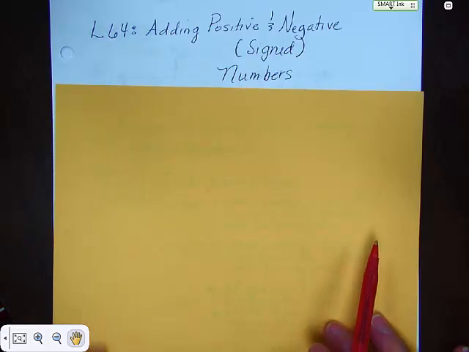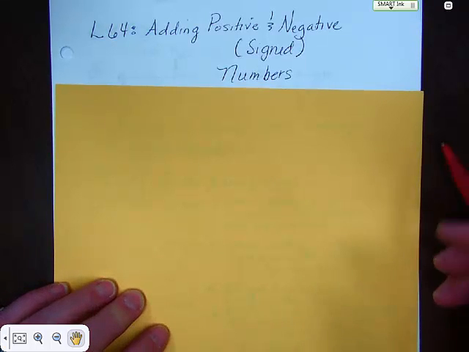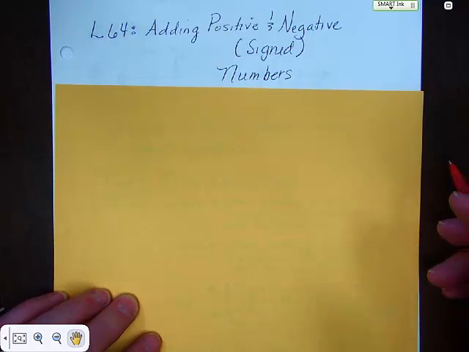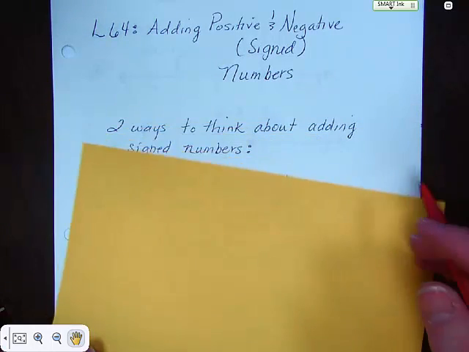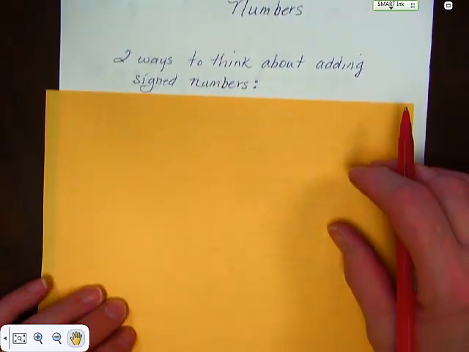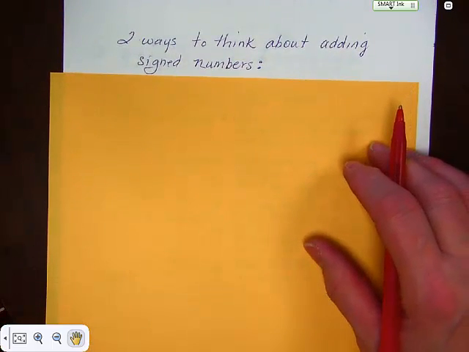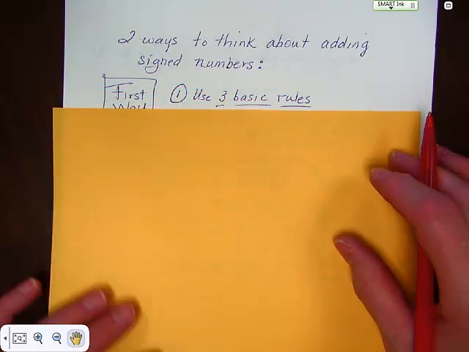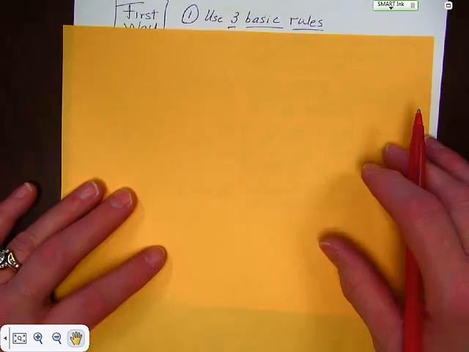Hi there. Today we're going to talk about Lesson 64, adding positive and negative signed numbers. Now, there's really two ways to talk about adding signed numbers, or two ways to think about them. There's three real basic rules.